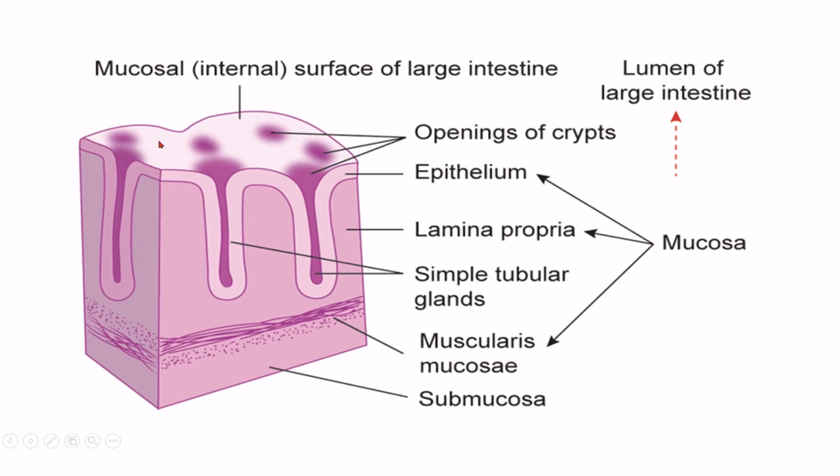You can see the mucosal surface of the large intestine. It does not have any plicae, and it does not have villi, so it appears smooth. You can see the openings of the crypts of Lieberkühn. This is the lining columnar epithelium, this will be the lamina propria, this is the muscularis mucosae, and this is the submucosa.